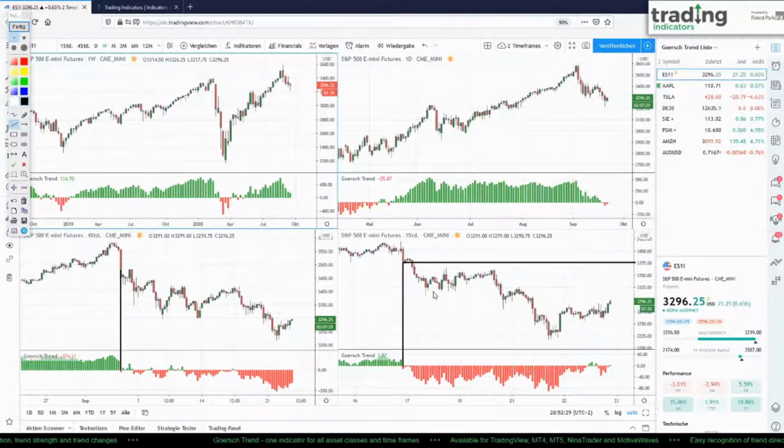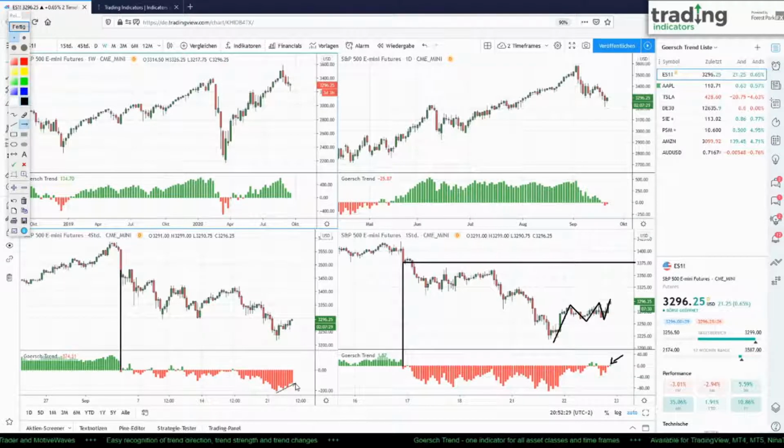3,375 points, and then there was the big downside of around 150 points in the S&P. And now we can see on the 1-hour time frame that we get the first valid uptrend again. And what can we see? Goersch Trend Indicator turning to the green side. So this could be the first hint of maybe having the opportunity to add new long positions in the market.